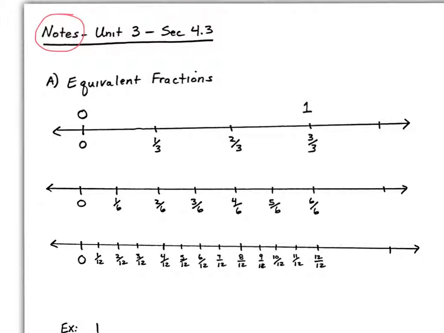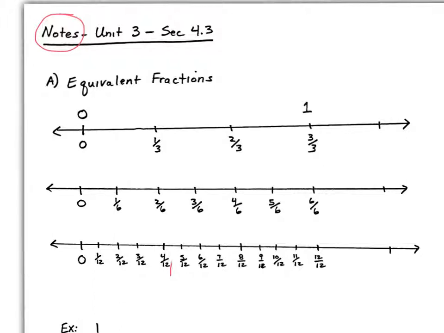The first number line I split up into thirds, 1/3, 2/3, 3/3. The second number line I split up into sixths. And the third number line I split up into twelfths. And since everything's lined up, it helps me to show you equivalent fractions.